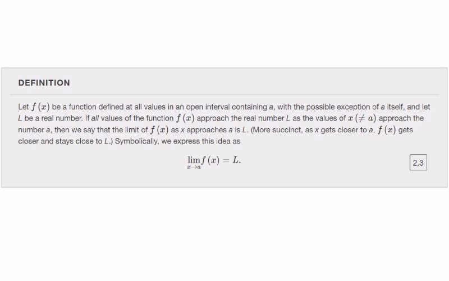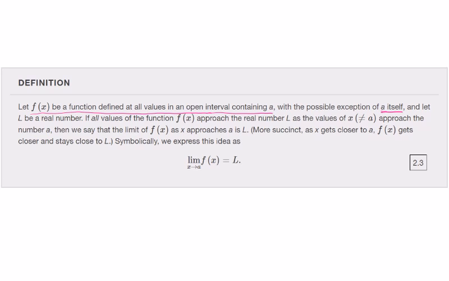So here's the formal definition from the book. Let f of x be a function defined at all values in an open interval containing a, with the possible exception of a itself. Basically, a itself may not exist in that interval, but a is included in that interval. So the function may not exist at that point, but a is in between the two endpoints.